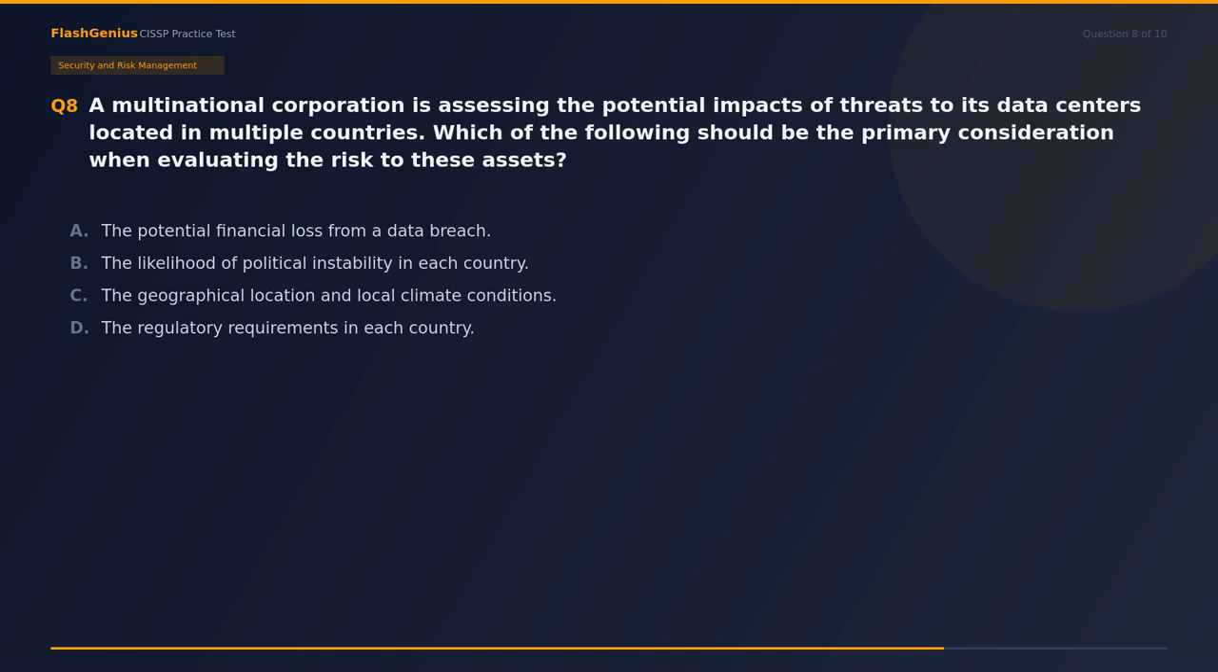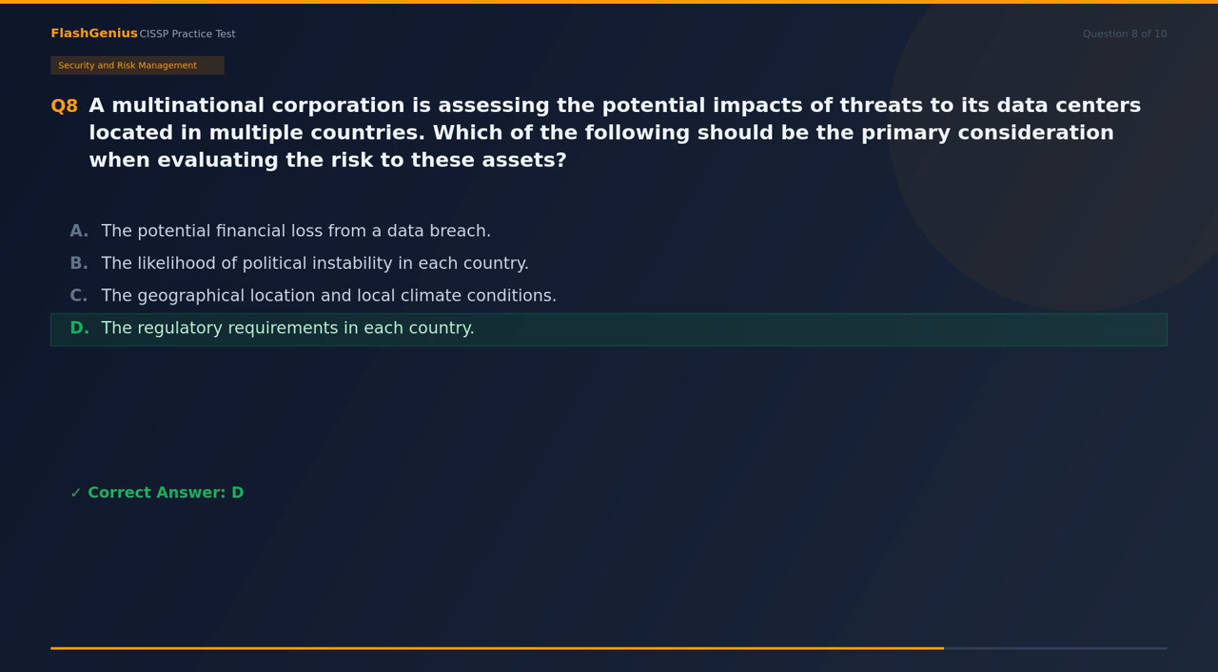Question 8. A multinational corporation is assessing the potential impacts of threats to its data centers located in multiple countries. Which of the following should be the primary consideration when evaluating the risk to these assets? Option A, the potential financial loss from a data breach. Option B, the likelihood of political instability in each country. Option C, the geographical location and local climate conditions. Option D, the regulatory requirements in each country. Take a moment to think about your answer.